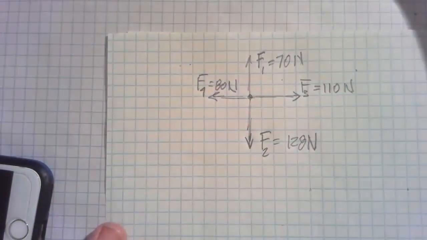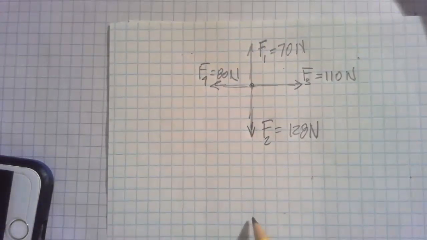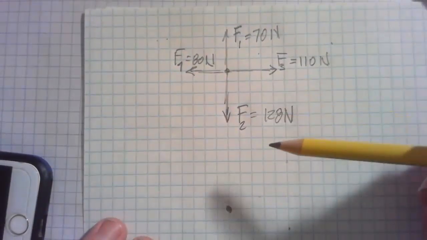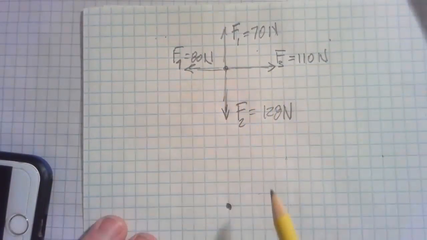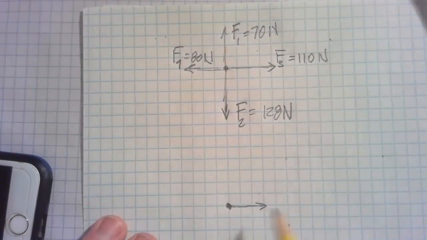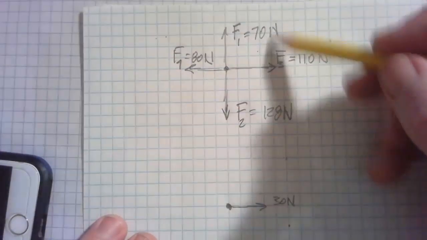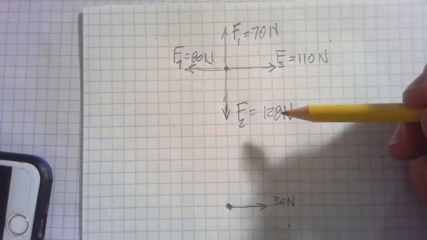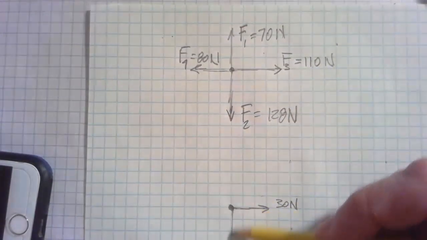Now, like the last problem, this is relatively simple. We can hedge our bets a little bit here. I'm betting that if you've made it to the extension level, you're looking at this and you're saying, all right, well, 110 and 80, that means 110 wins by 30. So there's a 30 newton force this way. And 70 from 128, 128 minus 70, there's going to be a downward of 58. So it would be negative 58 if we want to do it that way.